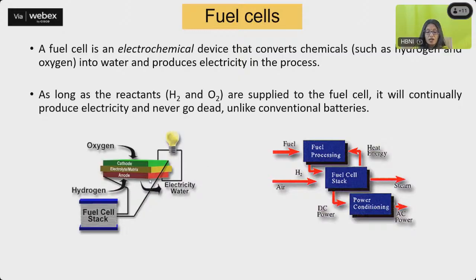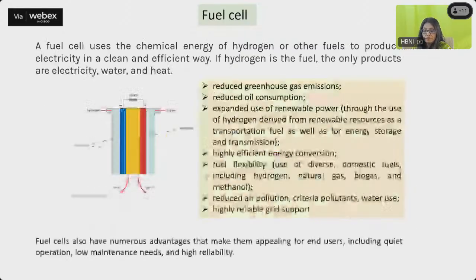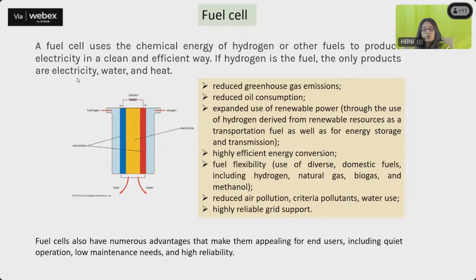practically. So what exactly is the concept over here? You have the anode where hydrogen is moving in, you have the cathode where oxygen is moving in, and the byproduct is only water, which is very safe. The electrons flow in the external circuit, and you get a DC current that is generated. So a fuel cell uses the chemical energy of hydrogen or other fuels to produce electricity in a clean and efficient way. If hydrogen is the fuel, the only products are going to be electricity, water, and heat.